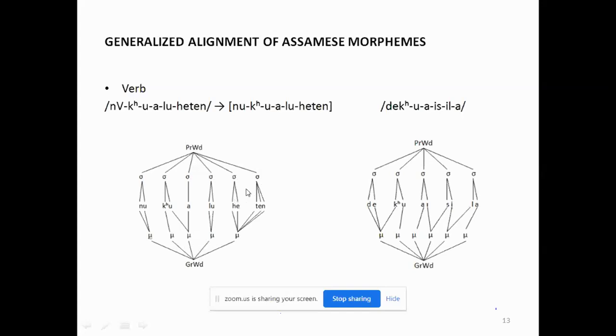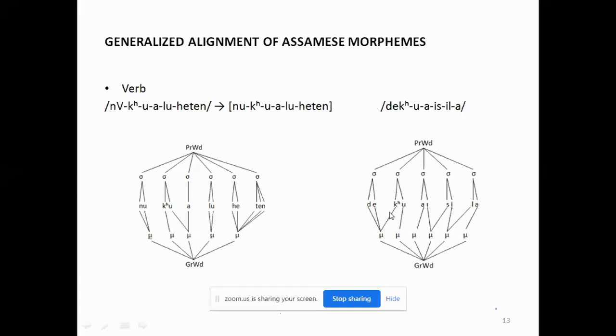Therefore you can say that the prosodic structure of this word nukhualu heten does not coincide with the grammatical word. And another example like dekhuaisila. These are all the syllable segments of the word at the prosodic level, but at the morpheme level, or we can say grammatical structure, it is different.